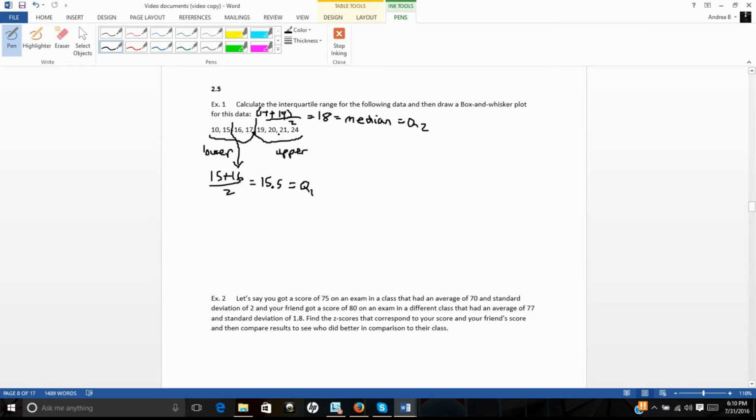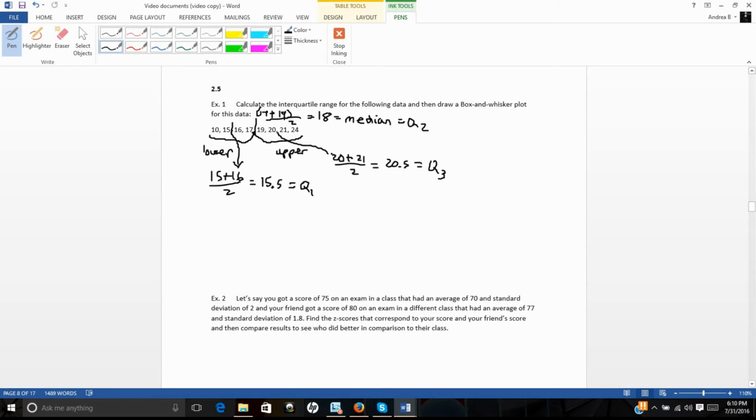Similarly, for the upper half, our median is between the 20 and 21. So we'd have 20 plus 21. Divide that answer by 2. So if we do that, we get 20.5. And that would represent Q3, or our third quartile, since it's the median of the upper half of the data.